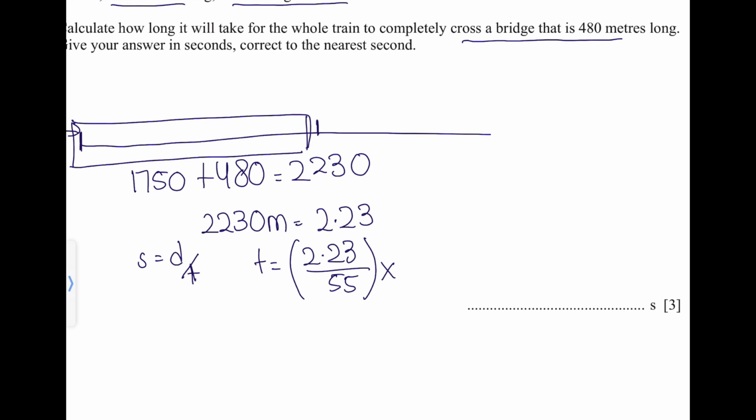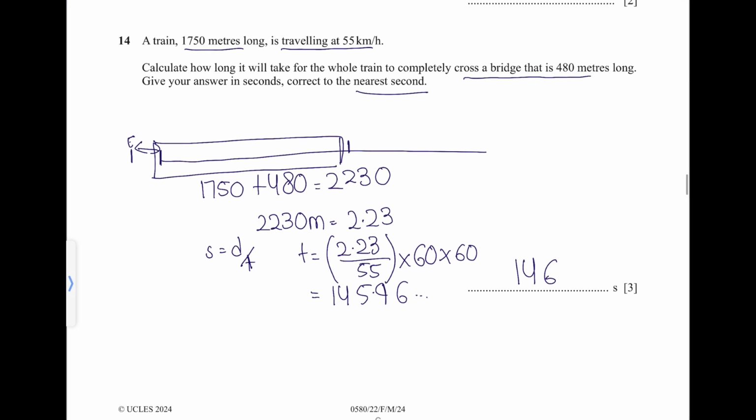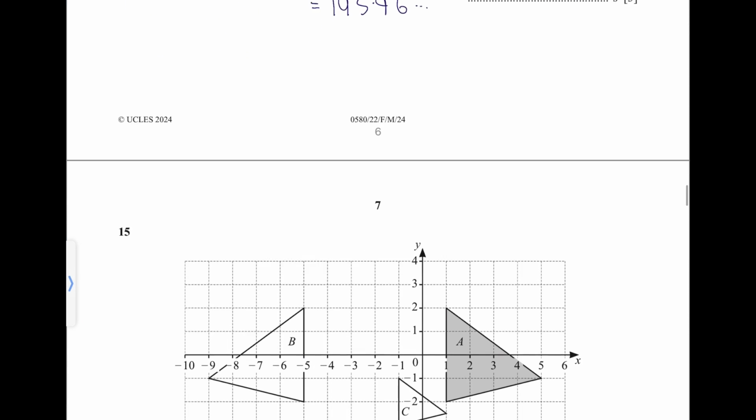So I'll need to multiply it by 60 to give it in minutes, and another 60 to give it in seconds. So this is effectively reducing the working that you would need to do and still bring it correctly. Into 60, which should give me 145.96. Since it says correct to the nearest second, I can say 146 seconds. I hope this question is clear. Let's move on to the next question.